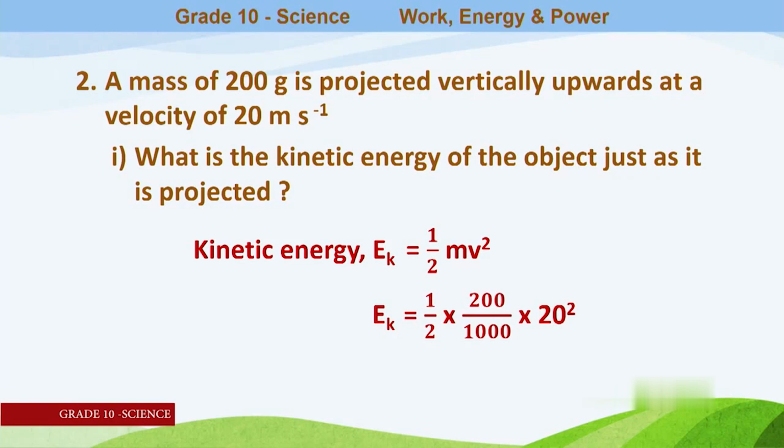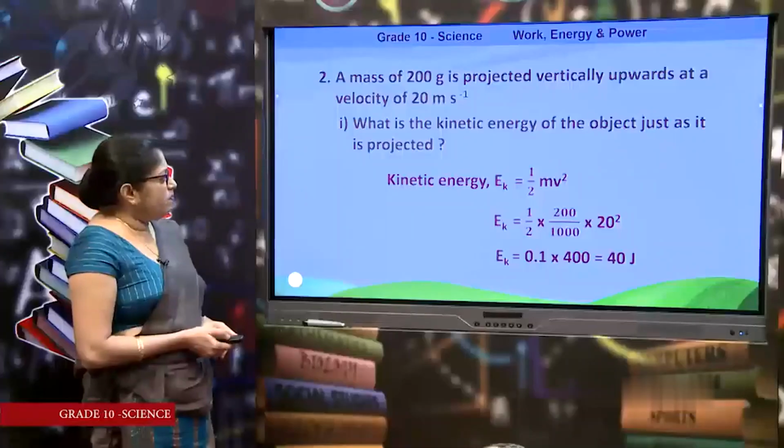So mass is given in gram, so you have to convert it into SI unit, that is kilogram. So divide 200 by 1000. So v squared, that is square of 20. By simplifying this equation, you will get 40 joule for kinetic energy.